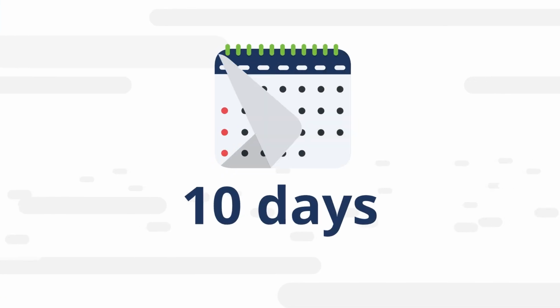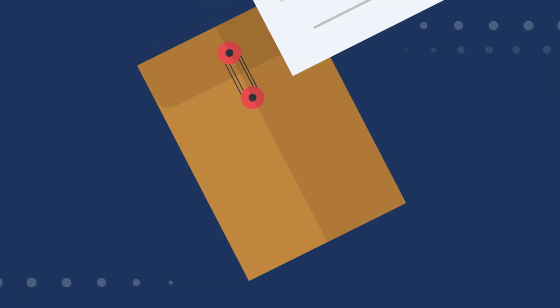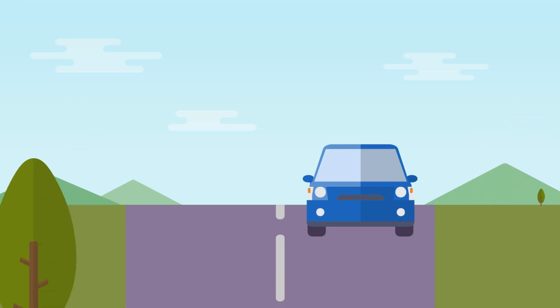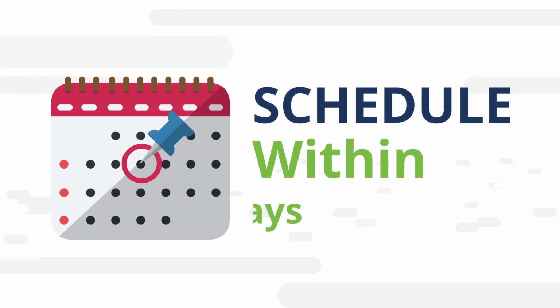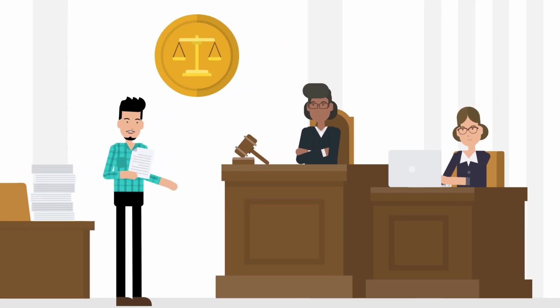You have 10 days from your test failure or refusal to request an appeal from the DOT. Filing the appeal temporarily pauses the suspension, letting you drive normally for now. The DOT will schedule a hearing within 45 days of the appeal. It's up to you to prove that the test or procedure was incorrect.